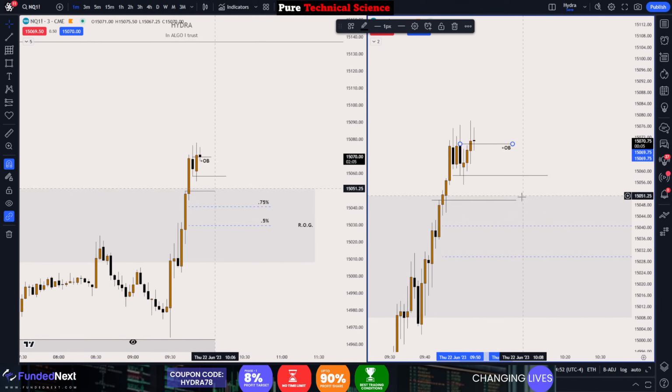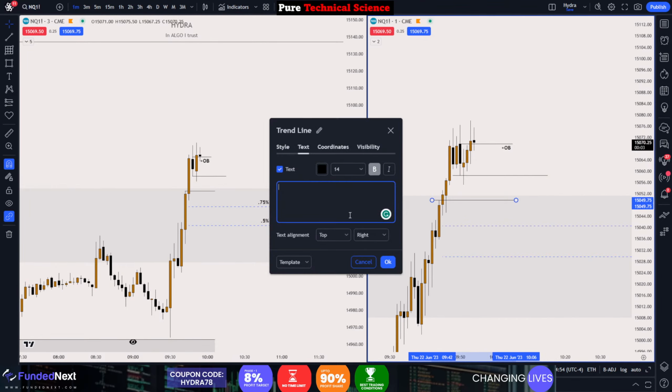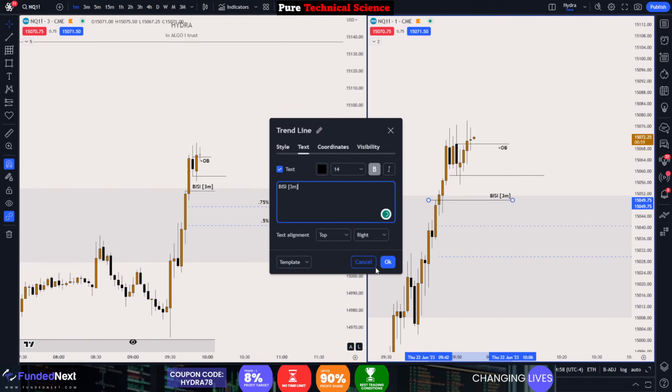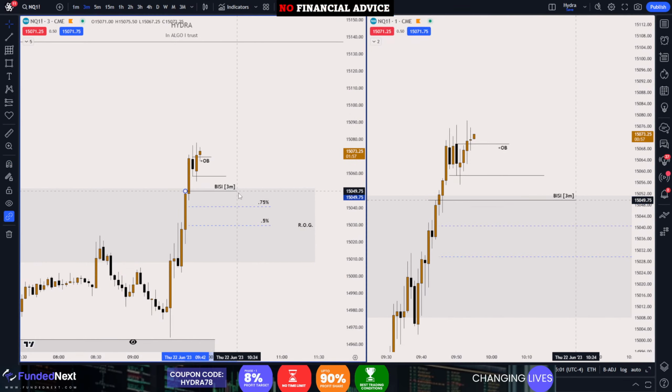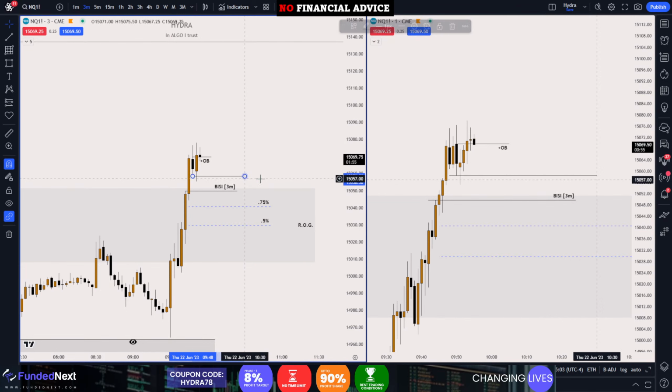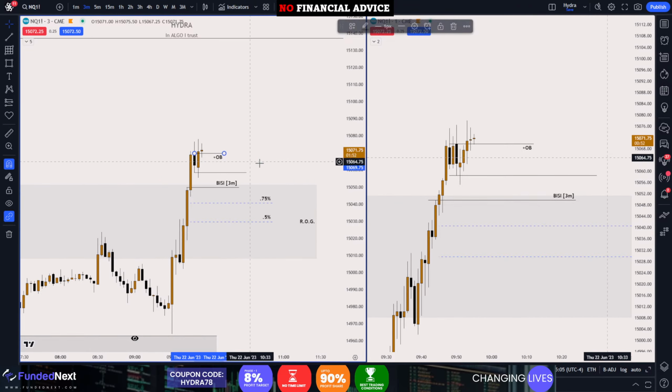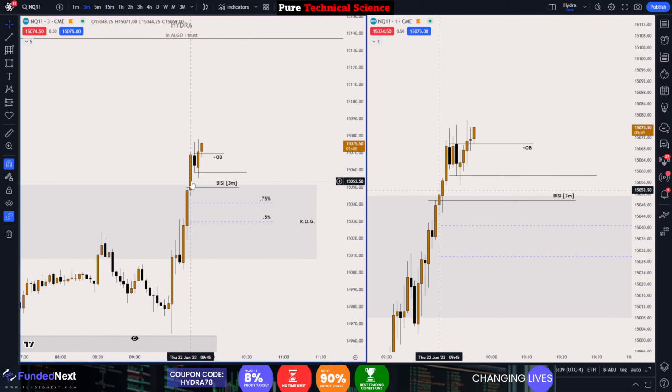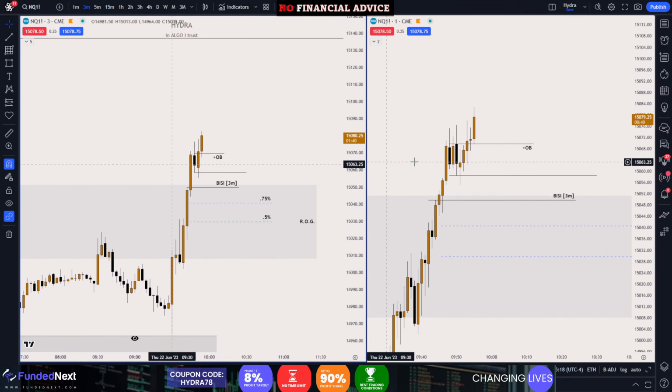Here, this is our 3 minute fair value gap. BISI, 3 minute. So now let's see how price delivers and how you should be reacting to price if you suppose miss an execution from a fair value gap. Then what can you use? The order block that will be coming like this.